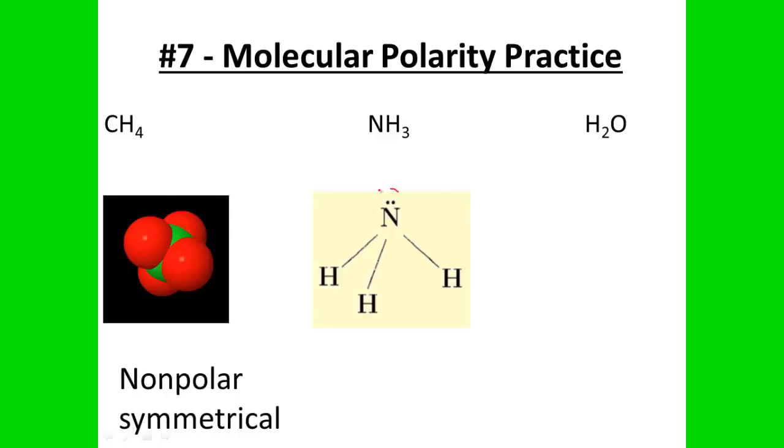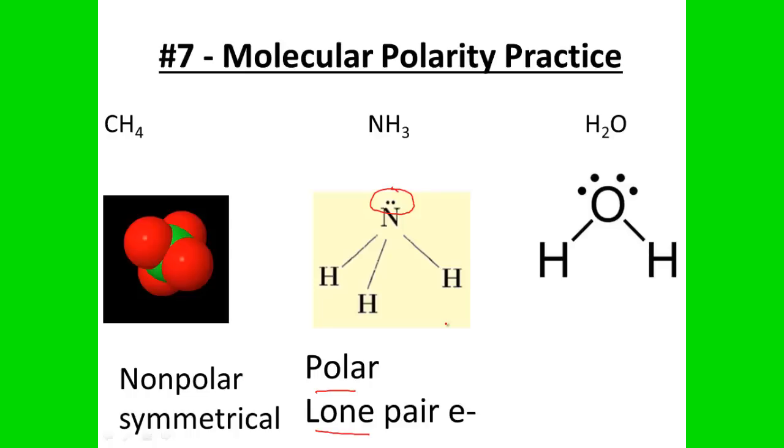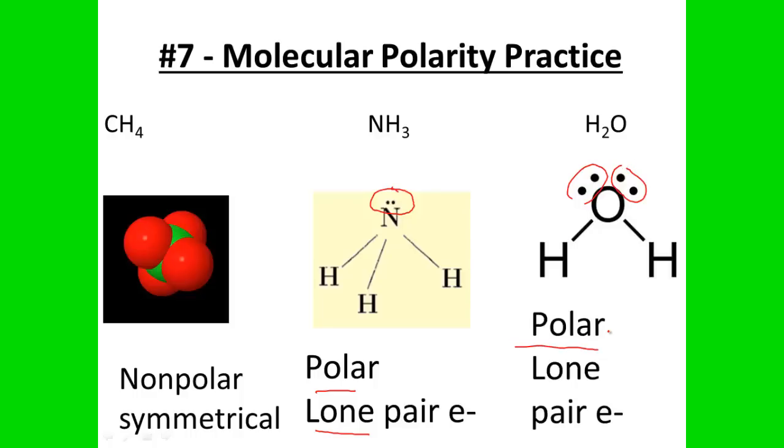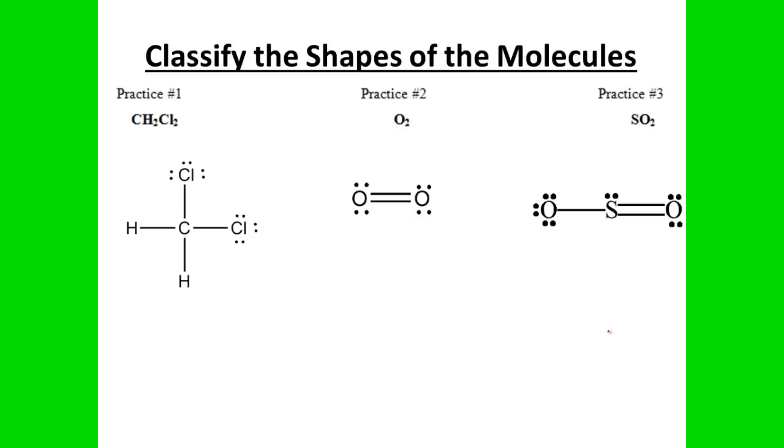NH3 has a lone pair of electrons. That lone pair makes this molecule automatically polar. A lone pair of electrons gives us our polar molecule. H2O has 2 lone pairs of electrons. If it has lone pairs of electrons around the central atom, it's going to be polar. A couple more examples. These are from page 4 in your notes.